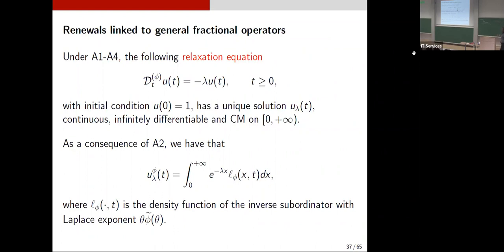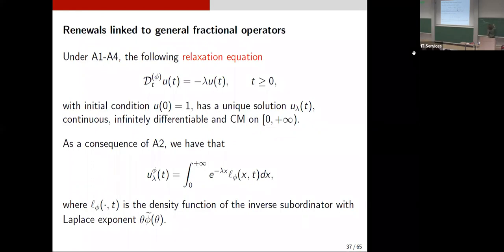So, of course, under the assumptions that I mentioned before, it is proved that this general relaxation equation under this initial condition has a unique solution, which is in particular completely monotone. And a completely monotone function is a function that I forgot to put in the slide.